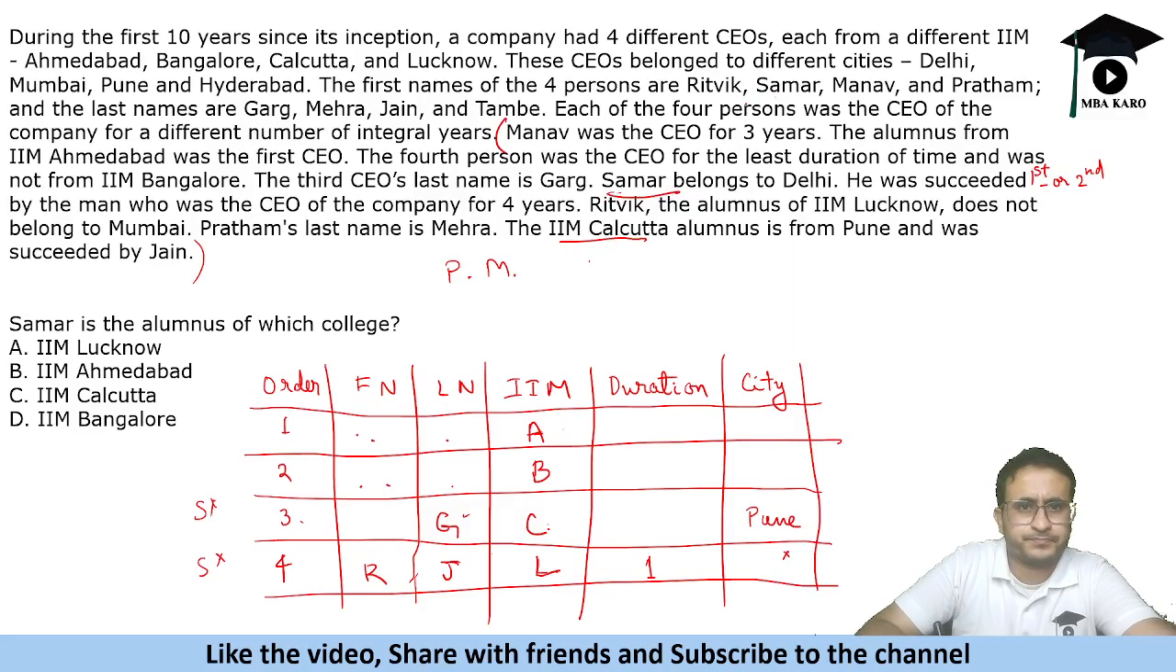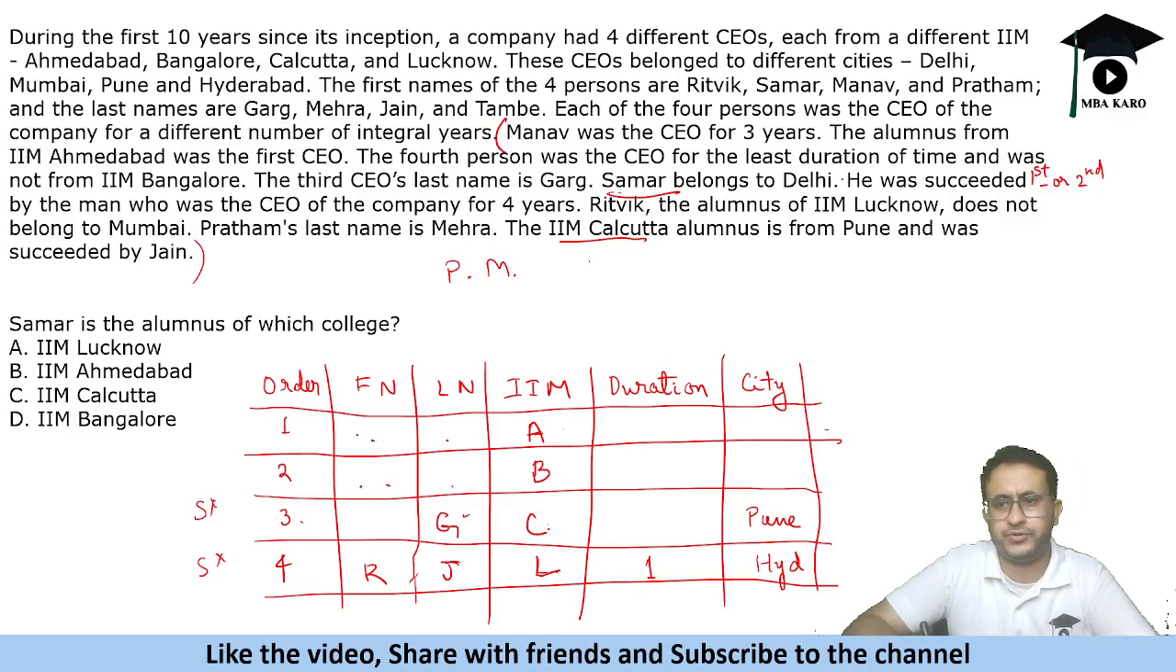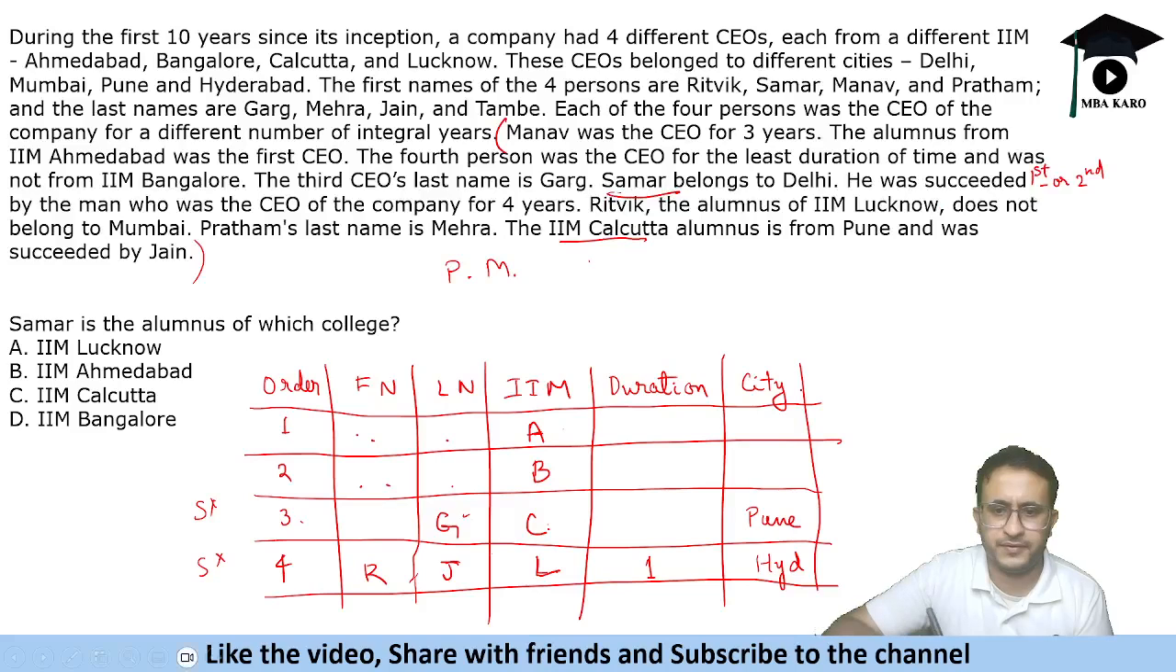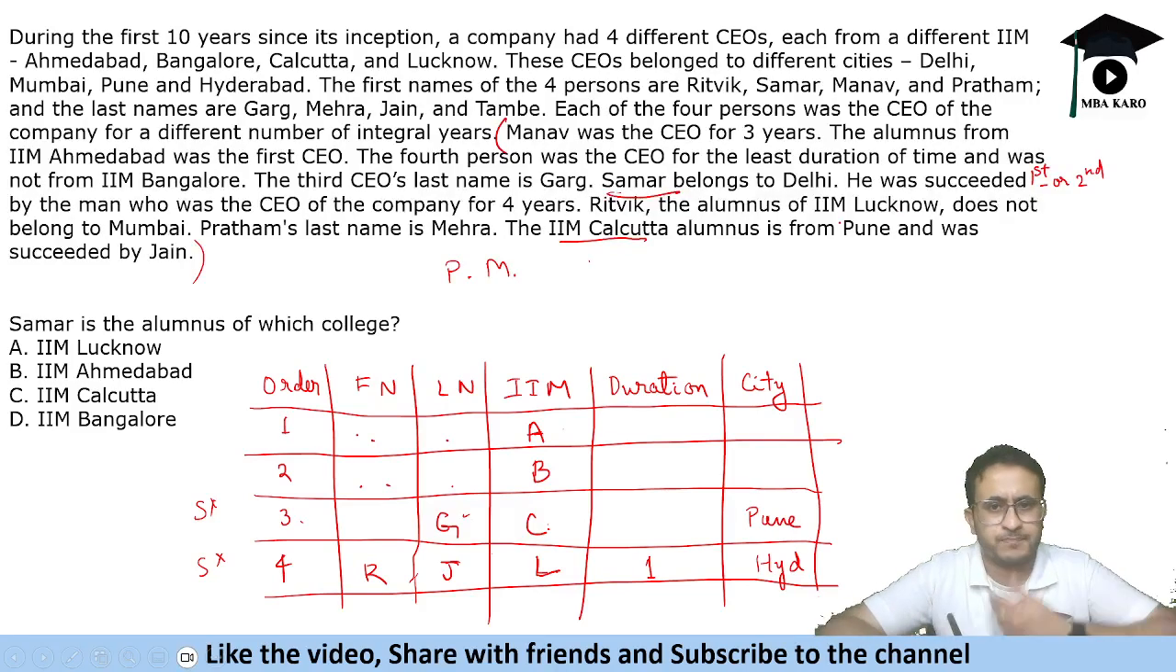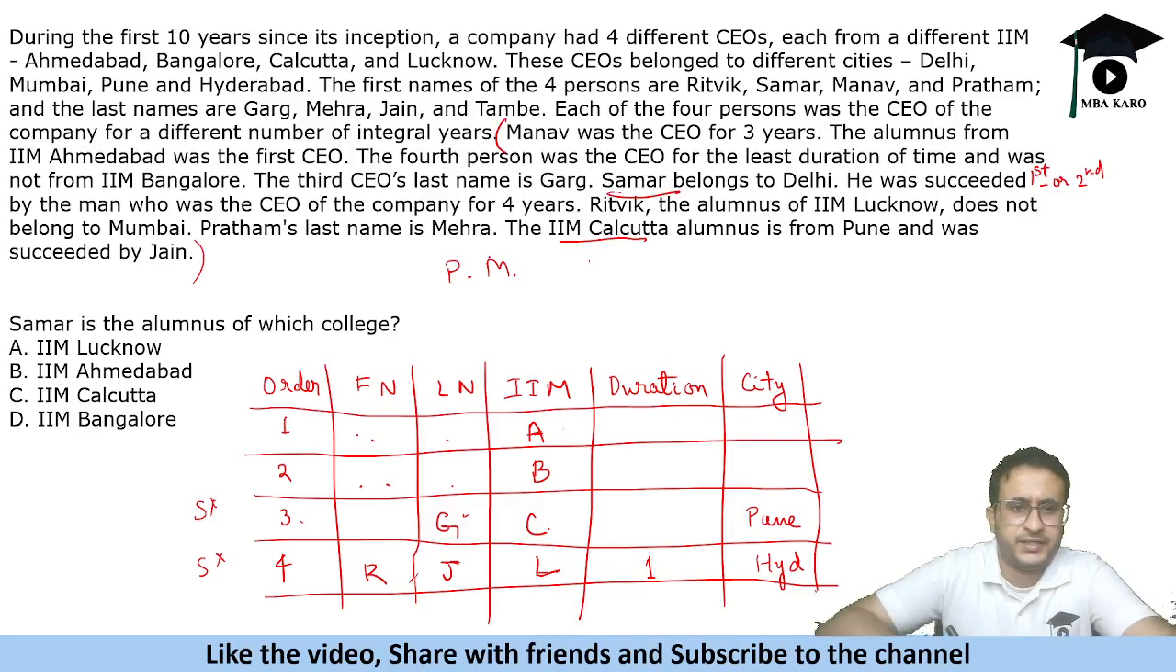There are four cities: Delhi, Mumbai, Pune, and Hyderabad. Pune is done. So it is Delhi or Hyderabad. I think one is given that Samar belongs to Delhi. So the other will belong to Hyderabad. Then the fourth person will belong to the remaining city, which is Mumbai. All right. Now one thing is given that Pratham's last name is Mehra. So Pratham Mehra has to be there. So Pratham Mehra can be this person or this person.